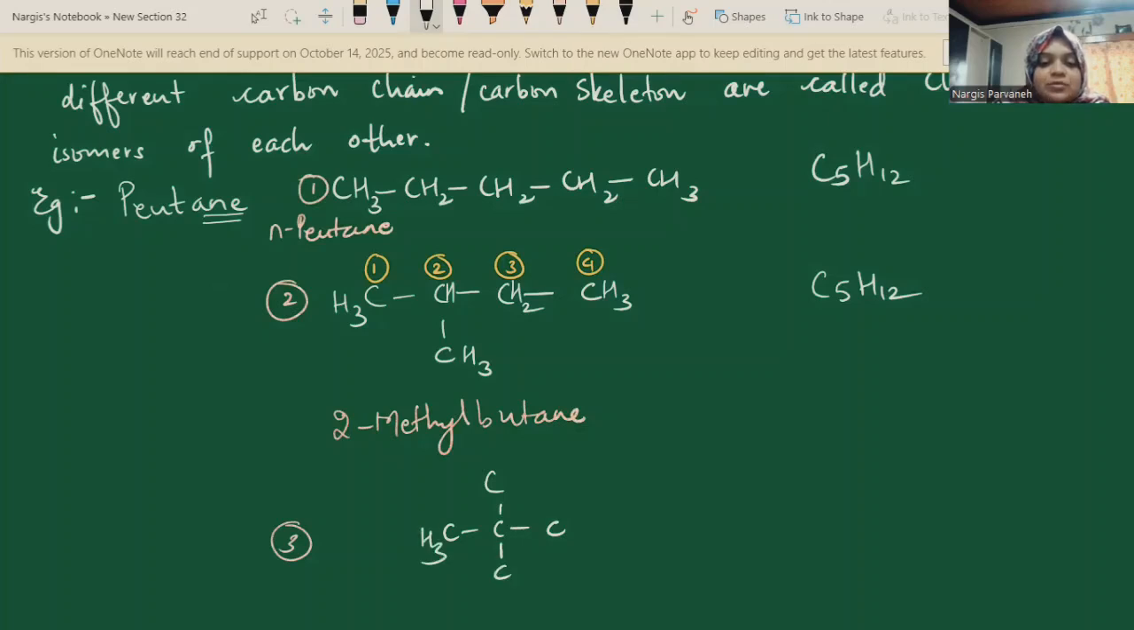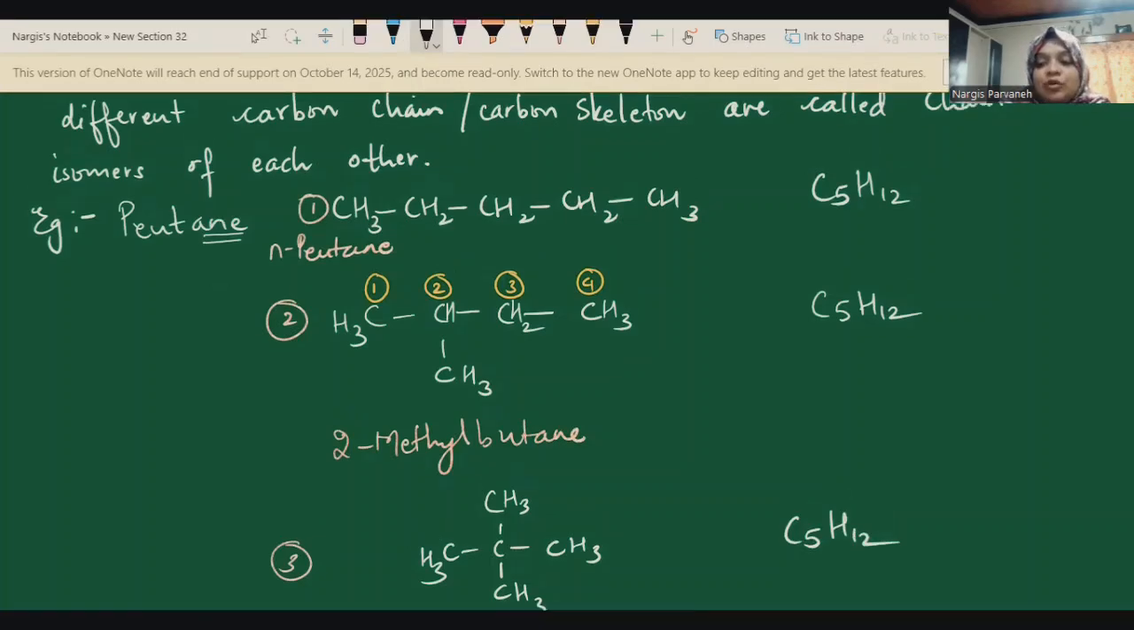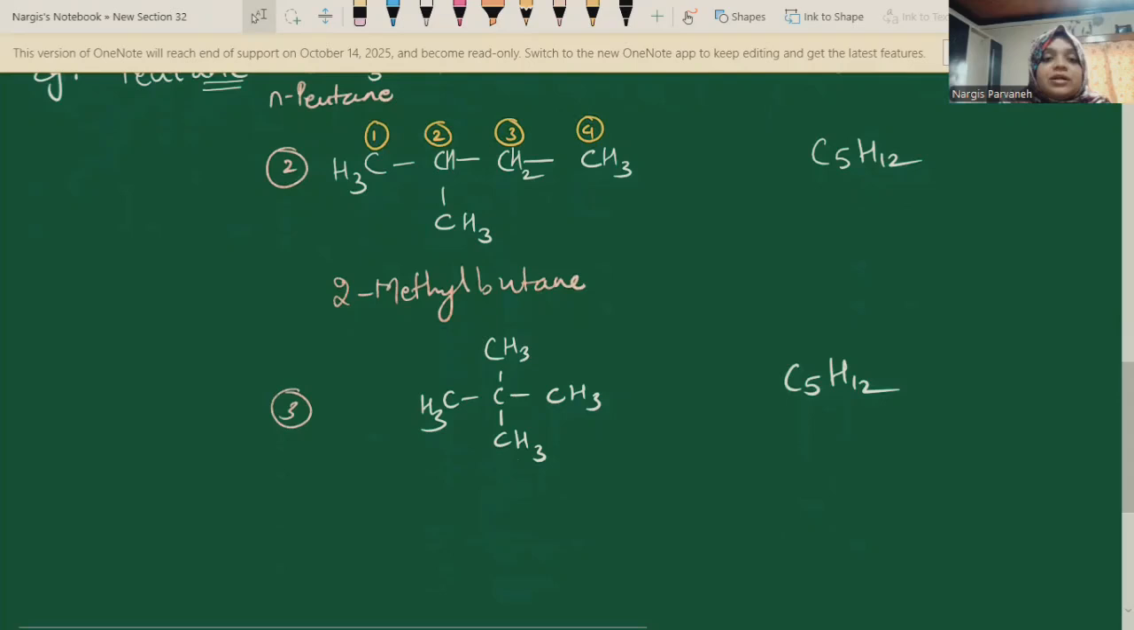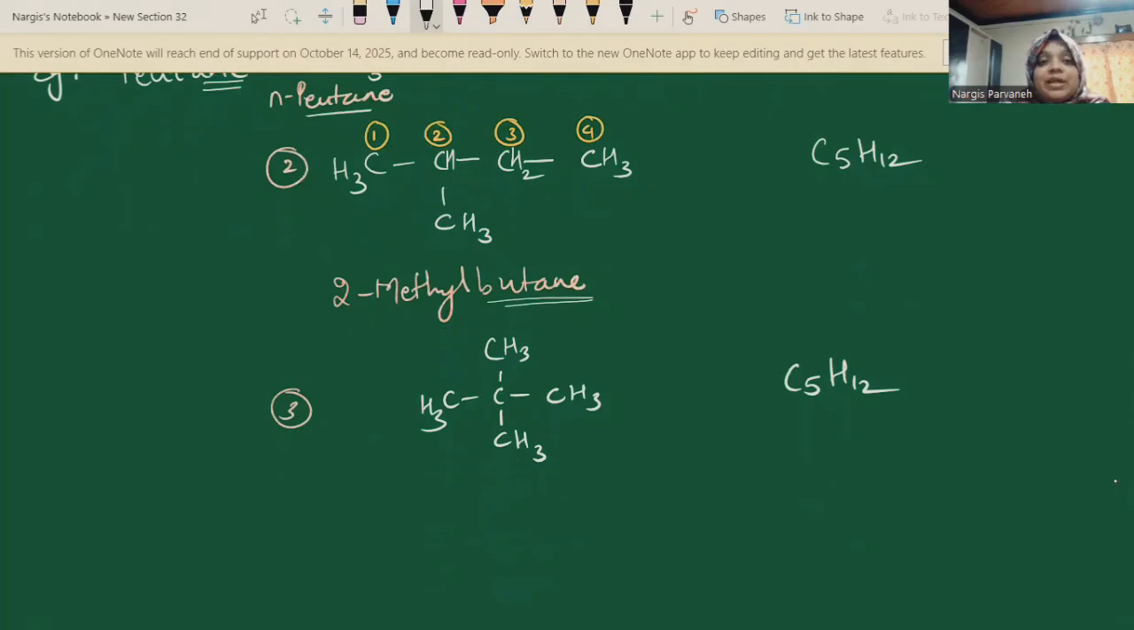Yeah. So this is also C5. Okay. C5H 6, 7, 8, 9, 10, 11, 12. H12. What is the name of this particular compound? Here in the first case, it was pentane. Here it was butane. Here it is propane. Okay. If I number it 1, 2, 3, what will be the name of this? 2,2-dimethyl propane.